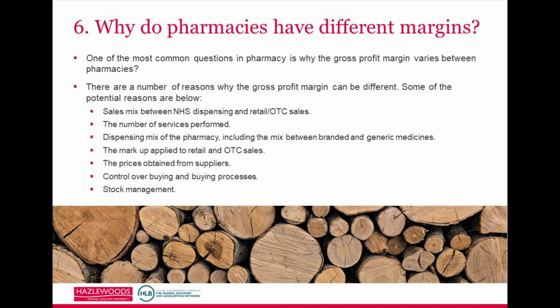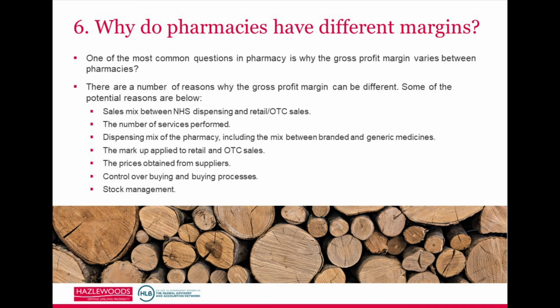Also, and one of the most important points is that the dispensing mix between pharmacies can also have a major impact on the gross profit margin. For example, a pharmacy with a large amount of branded medicines will typically have a lower gross profit margin when compared to generic medicines. A pharmacy can also have a different margin compared to another pharmacy when they've applied a higher markup to their OTC and retail sales, and that could be just because of a different geographical location. The margin will also vary depending on how well you have bought from your wholesalers and the prices and discounts that you receive from them.